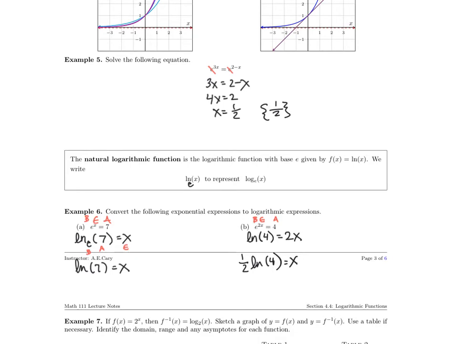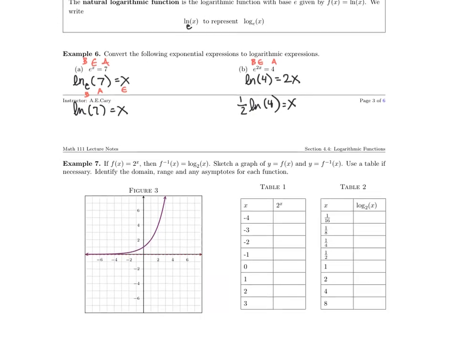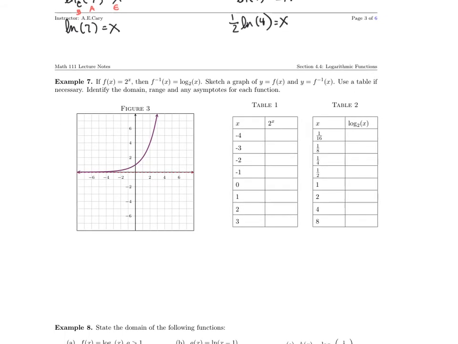And just like we talked about the graph of e, we're also going to be taking a look at the graph of log base 2 of x. Now, if f of x is equal to 2 to the x, which we're very comfortable with, then f inverse of x is equal to log base 2 of x. Inverses. So it says sketch a graph of y is equal to f of x, and we actually already have that here.